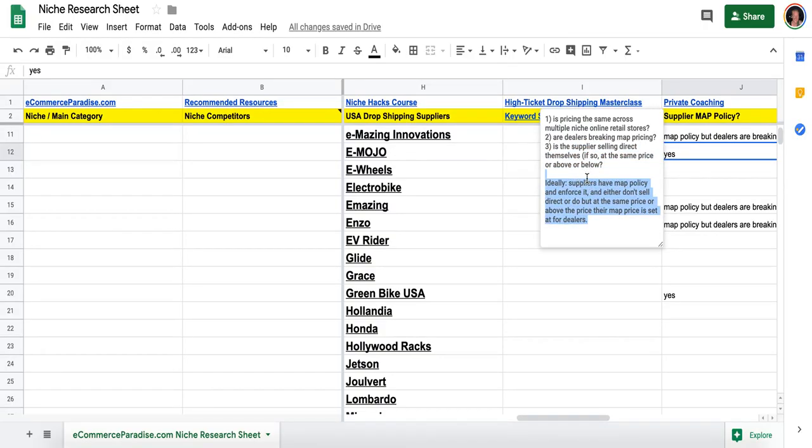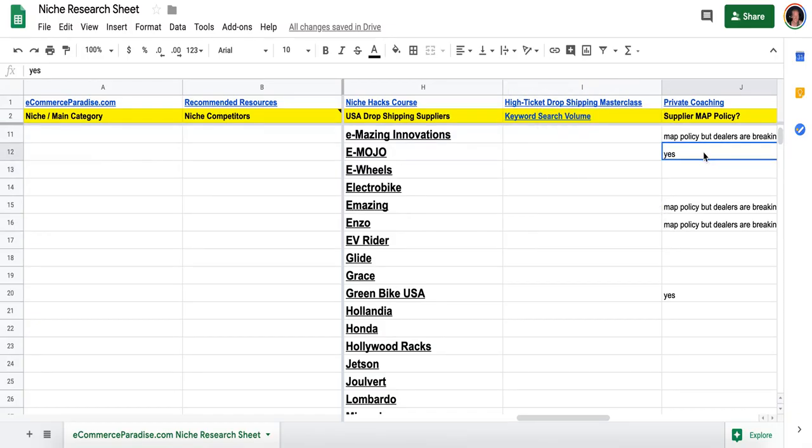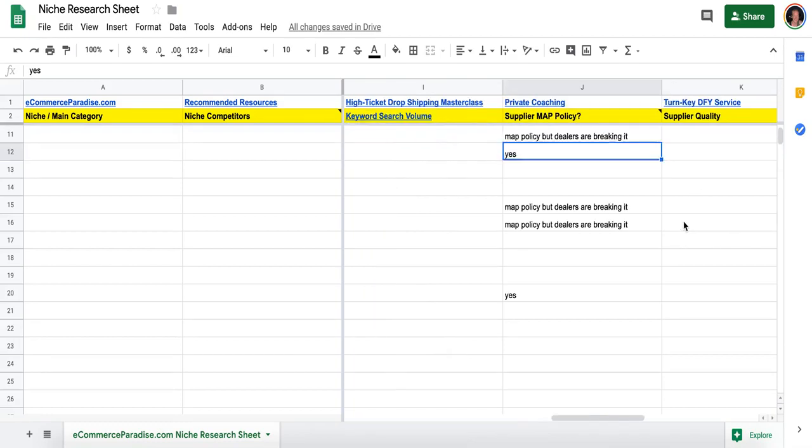I've had suppliers like that, and they're just not ideal to work with. So ideally, suppliers have the map policy and enforce it, and either don't sell direct or do, but at the same price or above the map price set for dealers. That's it, guys. So I hope you understand that. Go through and do the research yourself and find those most ideal suppliers to work with. In the next lesson, we will be looking at supplier quality, and I'll show you how to do that.